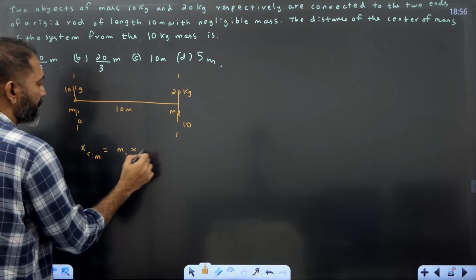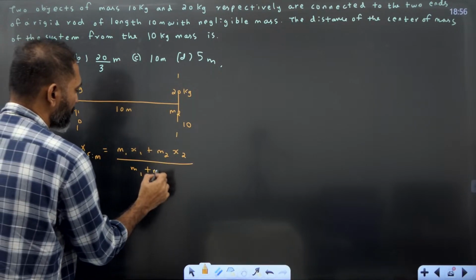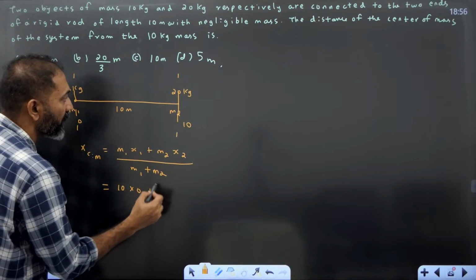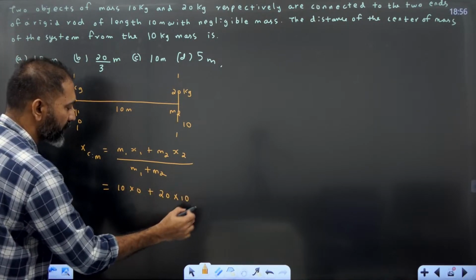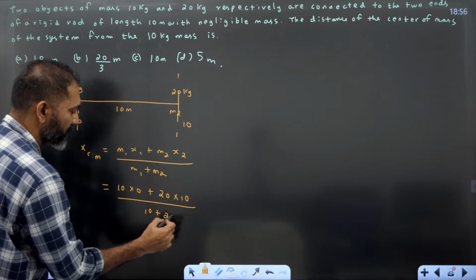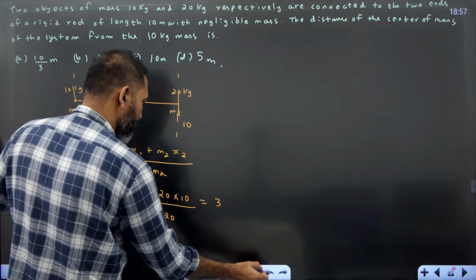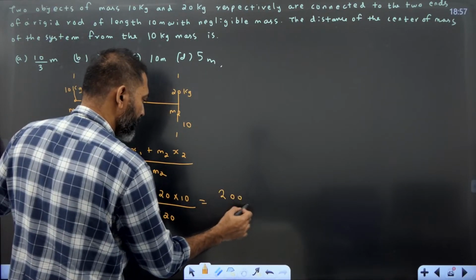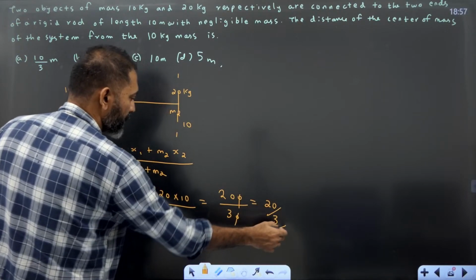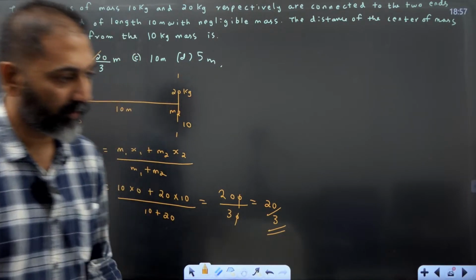So what is the position of center of mass? M1 x1 plus M2 x2 divided by M1 plus M2. So M1 is what? 10, but the coordinate is 0. M2 is what? 20, coordinate is 10, divided by M1 plus M2 is what? 10 plus 20. Right? So 20 into 10, 200 by 30. Answer is 20 by 3. It is option B. Yeah, Abhinav, good.